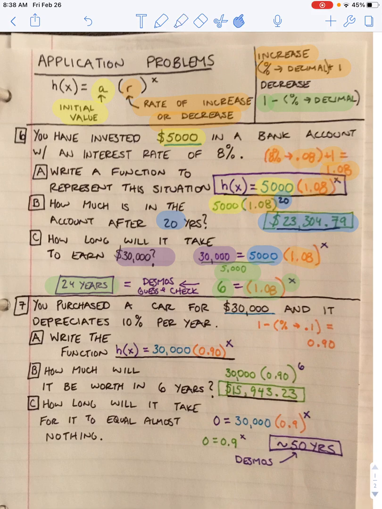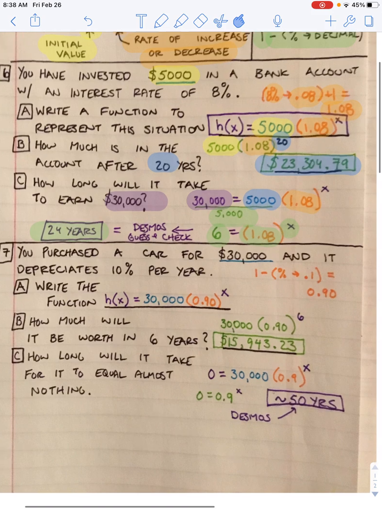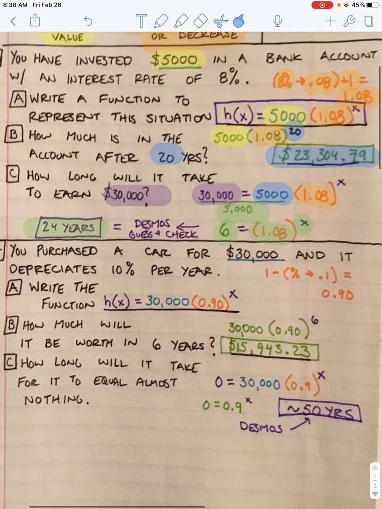Okay, and let's go through one more problem here. Here we purchased a car for $30,000 and it depreciates 10% a year. So anytime you get a car, the second you drive it off the lot, loses quite a bit of money right away. Only certain classic cars, of course, increase or appreciate and earn money over time. So depreciating. So that means that it's decreasing.